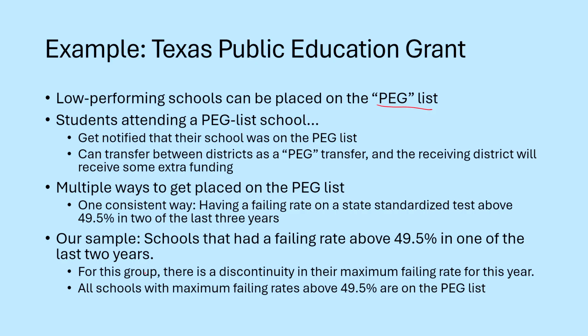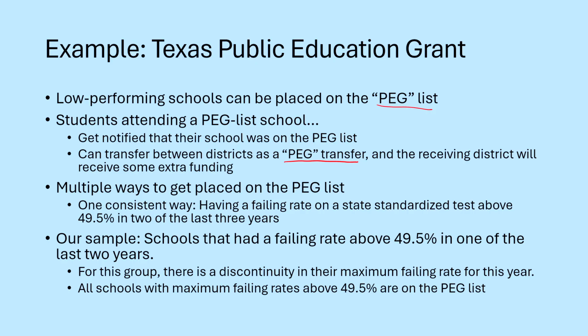And then stage 2 is that those parents that were notified are free to transfer their students to other districts as a PEG transfer. The advantage of being a PEG transfer is that the receiving district will receive some extra funding. So you're required to transfer from a PEG-listed school to a school that's not on the PEG list. But once you do that, the receiving district will receive some extra funding, and the idea of this whole program is to try and get students away from these low-performing schools and transfer them to higher-performing schools.